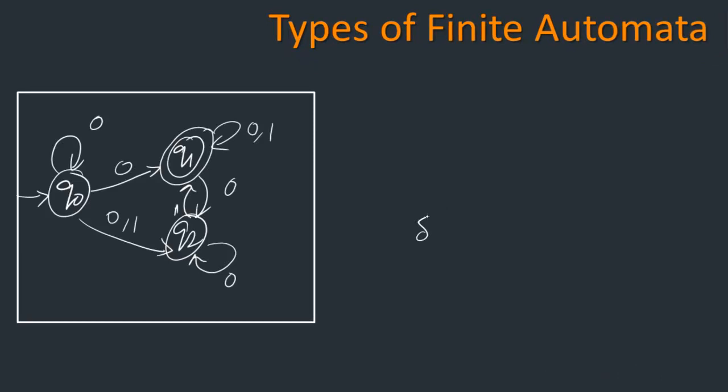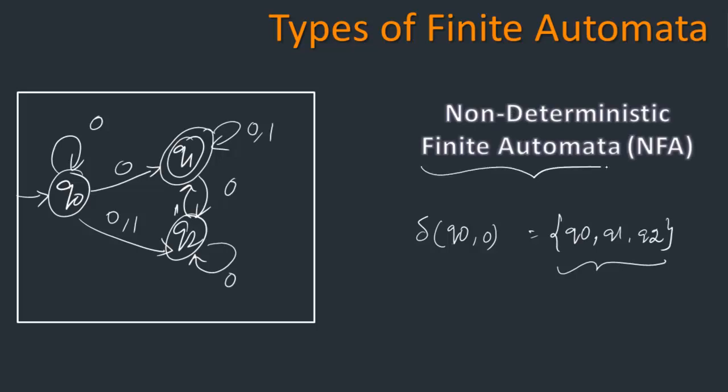So here, if you look at delta from a state Q0 on an input symbol, the destination is not one, it is many. You may either stay back in Q0, or you can move to Q1, or you can move to Q2. There are multiple possibilities. From Q0, when you apply input symbol 0, you can either stay in Q0 or move to Q1 or Q2. So if from a state on applying an input symbol there is a possibility to go to multiple states, for at least one state, we call this a non-deterministic finite automaton.